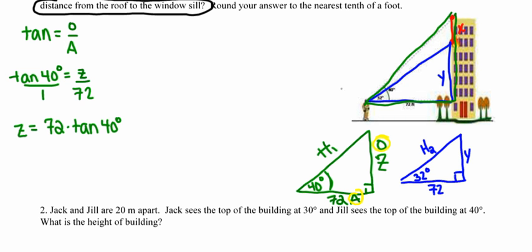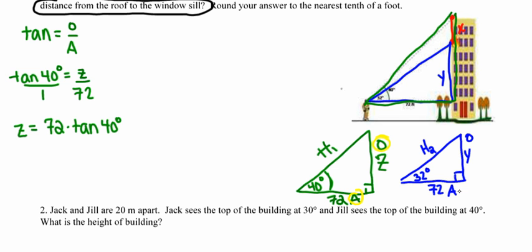I'm going to go ahead and stop with that triangle for right now and move on to the blue triangle. In the blue triangle, I've already labeled my hypotenuse. And again, the side opposite, or the leg opposite the 32-degree angle, is Y.